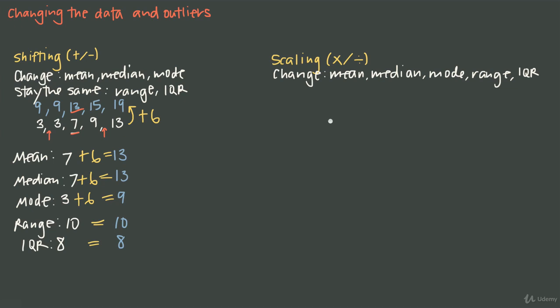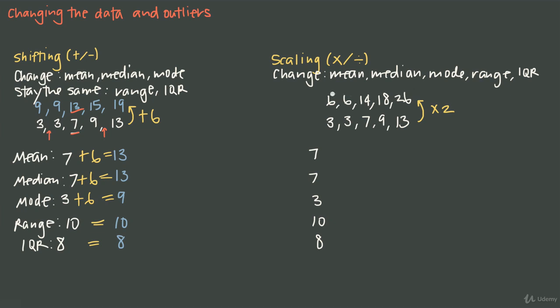If we want to prove it, let's take again the same data set, 3, 3, 7, 9, 13. We already know that the mean, median, mode, range, and IQR are 7, 7, 3, 10, and 8. Let's say we want to multiply by 2 to get our new data set. So we're going to multiply by 2. Our new data set will be 3 times 2 is 6, 3 times 2 is 6, 7 times 2 is 14, 9 times 2 is 18, and 13 times 2 is 26. So we have our new data set. Now let's quickly calculate those new values.